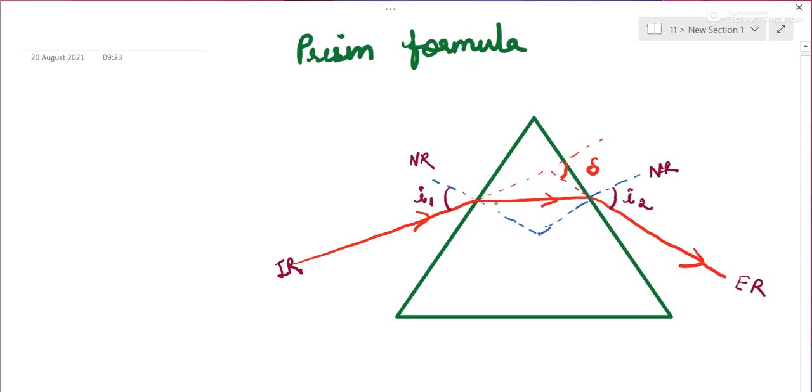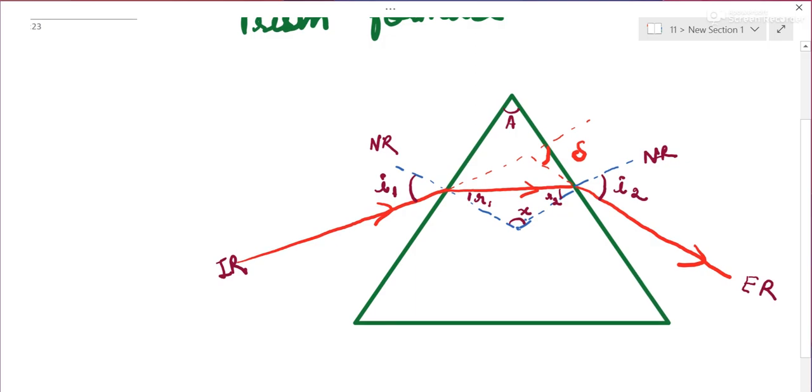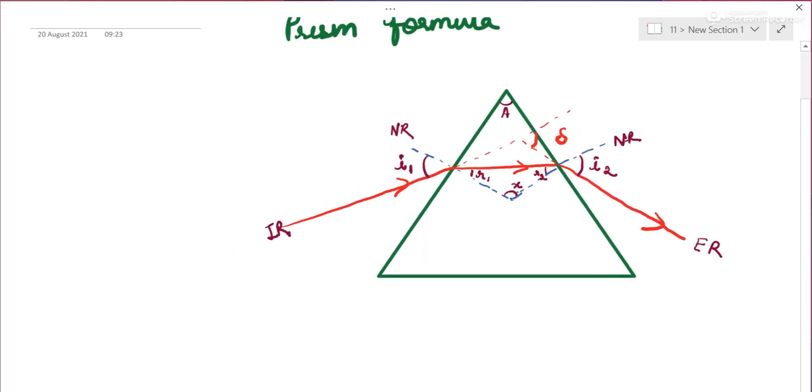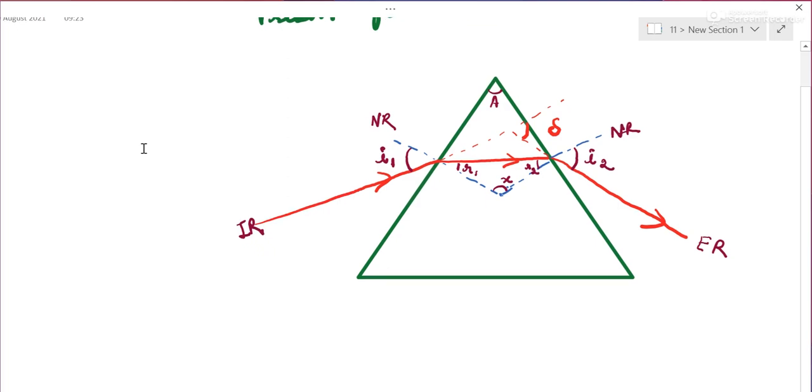Now, this is the angle of refraction at the first surface. Again, one line has to be the normal. So blue is the normal. This is the angle of refraction at the second surface. And this is called the angle of prism. This angle we can take as x. Okay, so after labeling these things, we'll be starting our derivation.